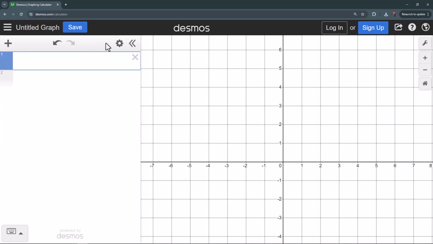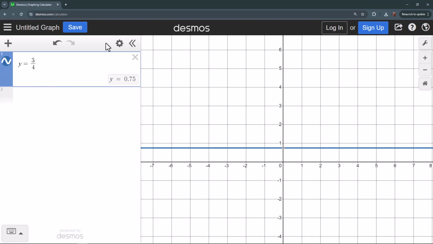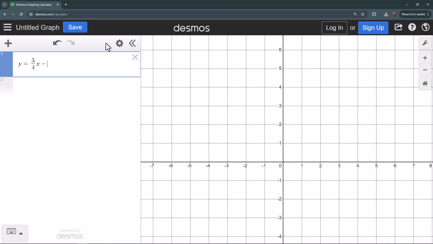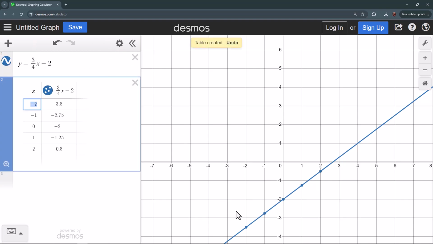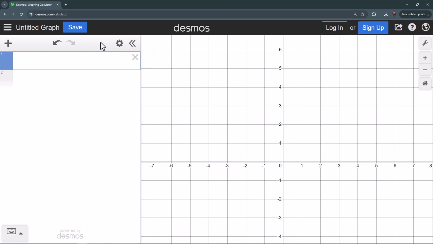We try another equation, y equals 3/4x minus 2. We create the table, and it gives us the values -2, -3.5, -1, -2.75, 0, -2, 1, -1.25, and 2, -0.5. Let's try another one.